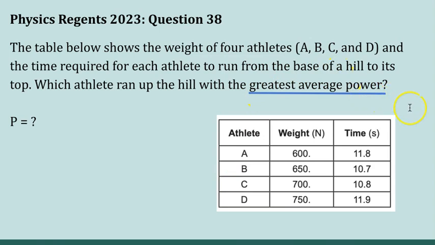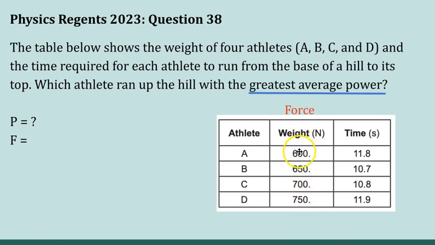If I underline my unknown, I'm going to underline greatest average power because I'm looking for the power and I want to make sure I remember I want the greatest power. That's what I'm trying to solve for. So I wrote P equals question mark. I also want to put a note on this table to remind myself that if I know the weight of each athlete, I basically know the force because weight is a type of force. So just a reminder that this is really a column that tells me the force. So basically I know what the force is going to be.